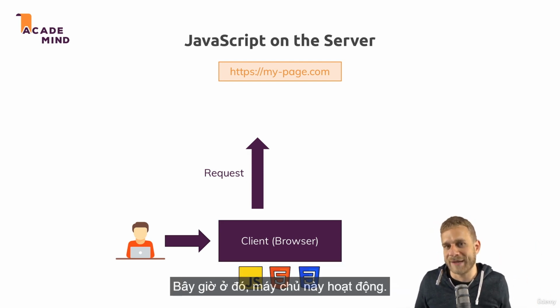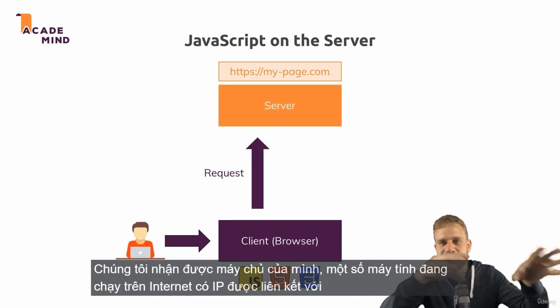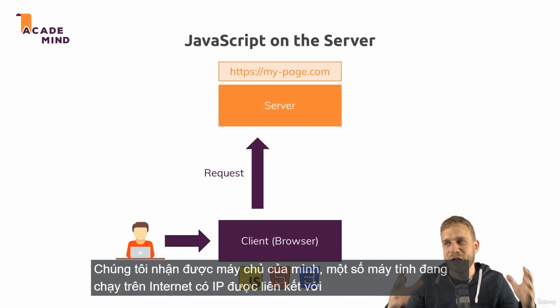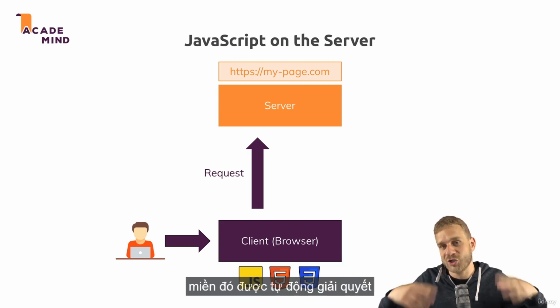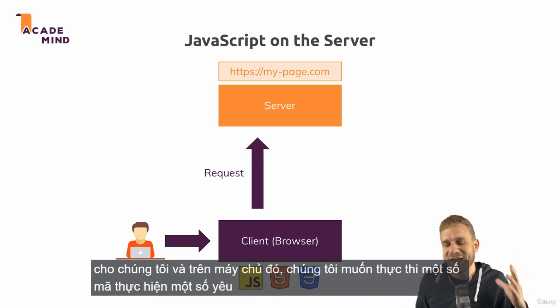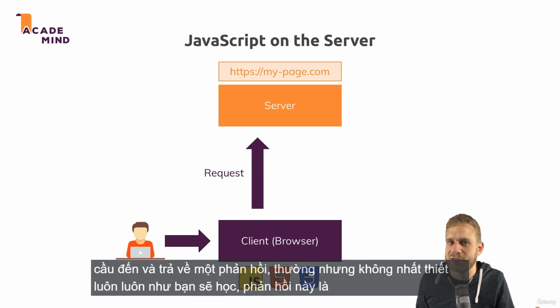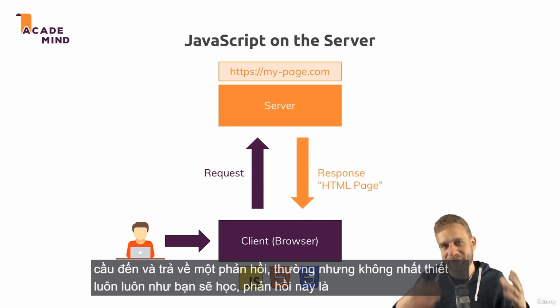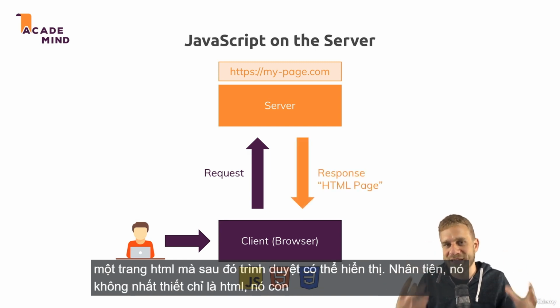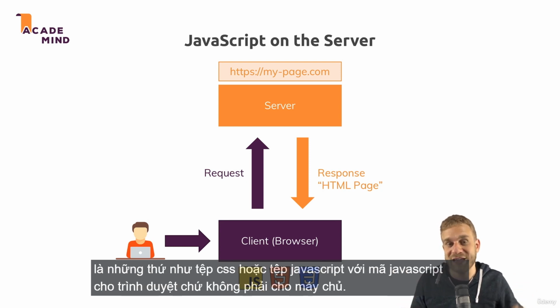Now, there, the server comes into play. We got our server, some computer running in the internet, which has the IP associated with that domain, which is automatically resolved for us. And on that server, we then want to execute some code that does something with the incoming request and returns a response. Often, but not necessarily always, as you will learn, this response is an HTML page, which the browser then in turn can display. By the way, it is not necessarily just HTML, it's also things like CSS files or JavaScript files, with JavaScript code for the browser, not for the server.